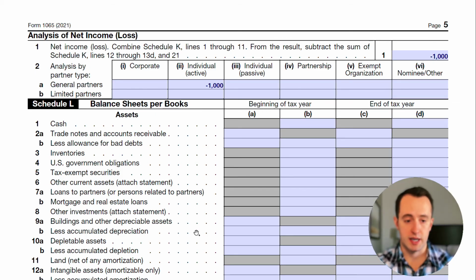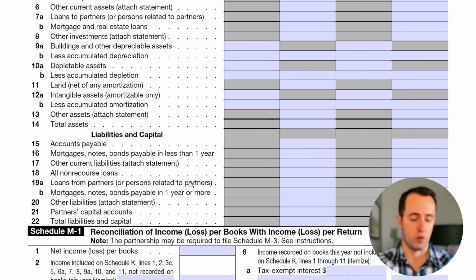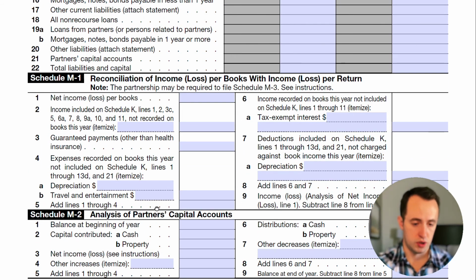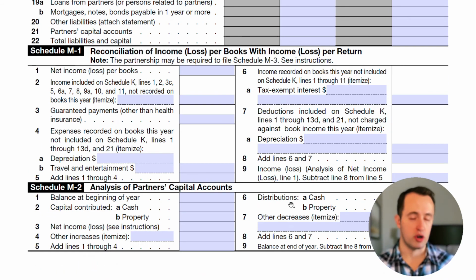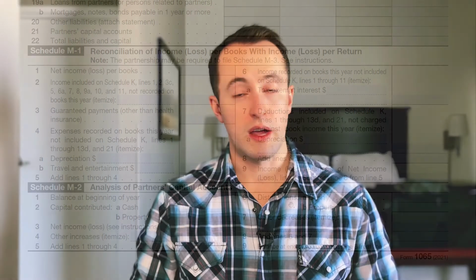You don't have to worry about Schedule L, balance sheets books. You don't have to worry about Schedule M1, M2. And at that point, you're going to be done with the 1065. Now at this point, congratulations, you have filled out your 1065 in its entirety, but this doesn't mean you're done when it comes to your partnership tax return.